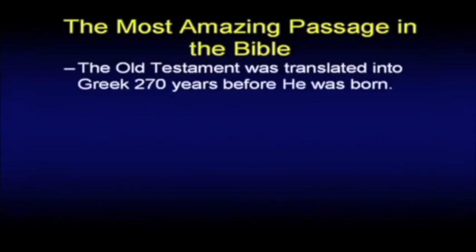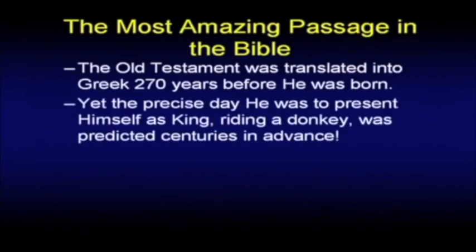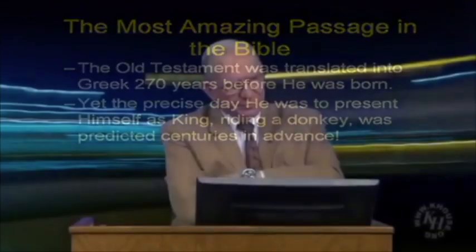Now, understand a basic premise here. The Old Testament was translated into Greek 270 years before Christ was born. Call it 3 centuries before his ministry. You can verify that in any competent encyclopedia. The Old Testament, whoever wrote it, was translated into Greek 3 centuries before. That's a matter of documentation. Yet, in that text, the precise day that he was to present himself as a king, riding on a donkey, was predicted centuries in advance. That's staggering to realize, that's just a reality you can verify.